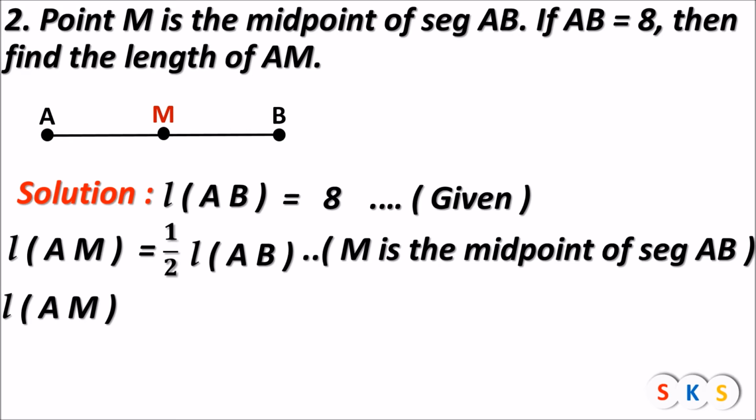Therefore length AM equals half. What is the value of AB over here? 8. So half into 8. So length AM equals, what is the half of 8? 4. So length AM equals 4 if AB equals 8.